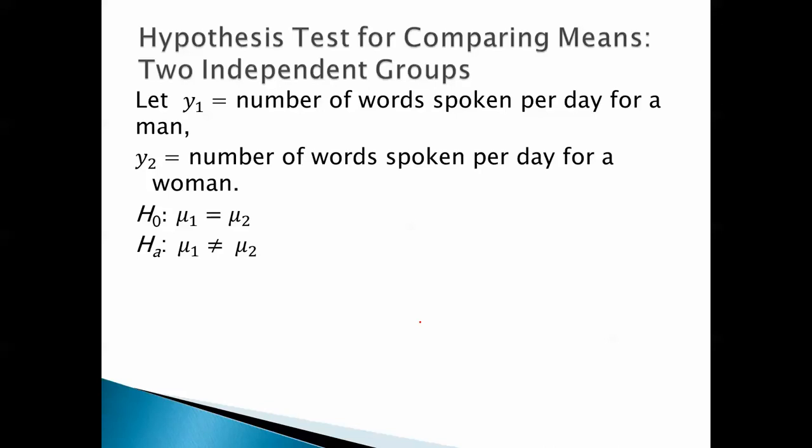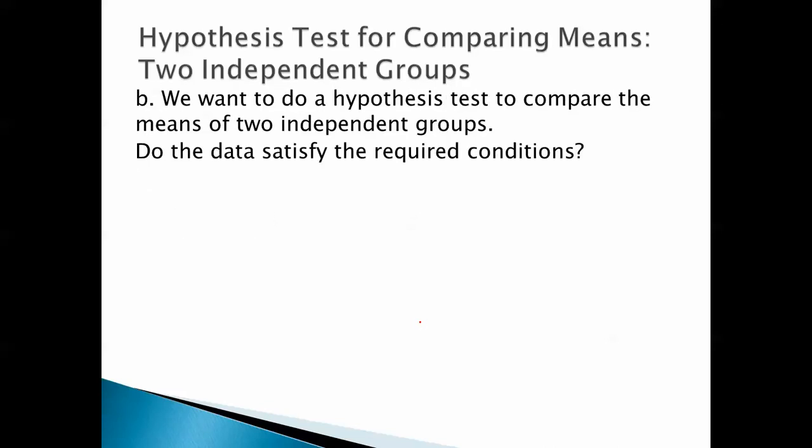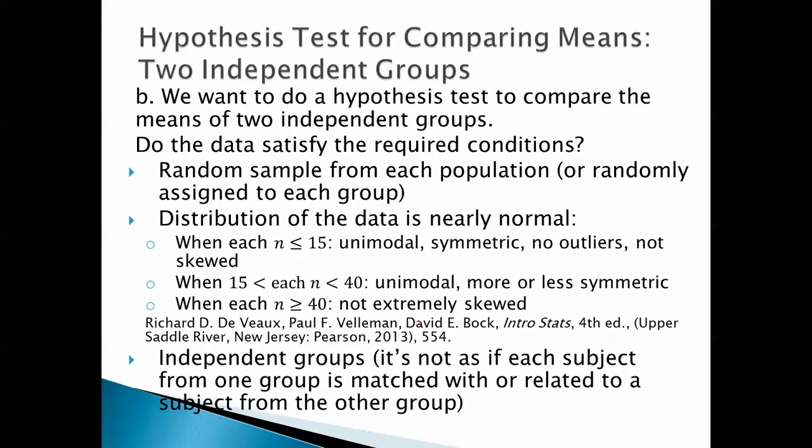Okay, so there's how we define Y1, Y2, and our null and alternative hypotheses. We want to do a hypothesis test to compare the means of two independent groups. Do the data satisfy the required conditions? Here are the data. Random sample from each population, or you could randomly assign people to each group. Well, in this case, we didn't randomly assign people to be male and randomly assign other people to be female. Instead, we took a random sample from each population. Random sample of men, random sample of women.